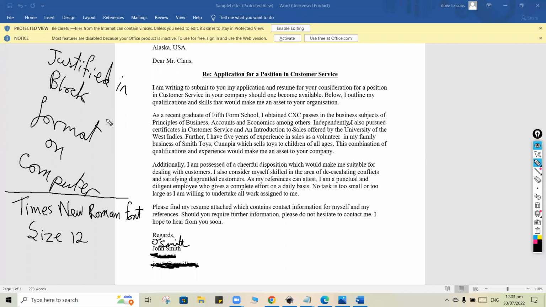Justify the letter in block format, and I'll show you what that is on the PowerPoint because I can't show you on bootleg Word. Use Times New Roman font size 12, and this is generally what we're following, right? So I want to make this a little smaller for people to screenshot. They could screenshot the whole thing.